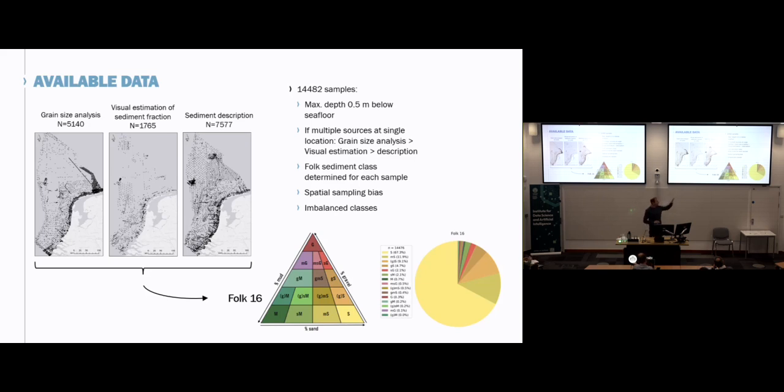So, huge spatial sampling bias. Most samples are coming from near the coast. Also very much imbalanced classes, because about 2/3 of the samples consist of sand.